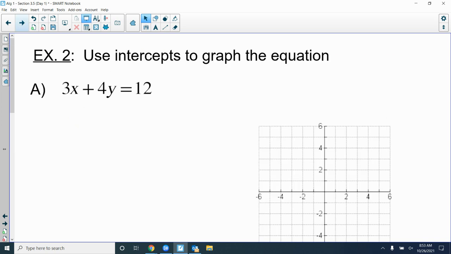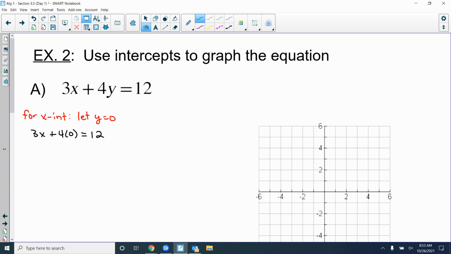All right, now let's put this into action. It says use the intercepts to graph the equation. So we're going to find the two intercepts, plot those, and draw the line through them. To find the x-intercept, what did we say to do up above? What did we let y equal? Let y equal 0. Good. So I'm going to take the equation and make it 3x plus 4 times 0 equals 12.